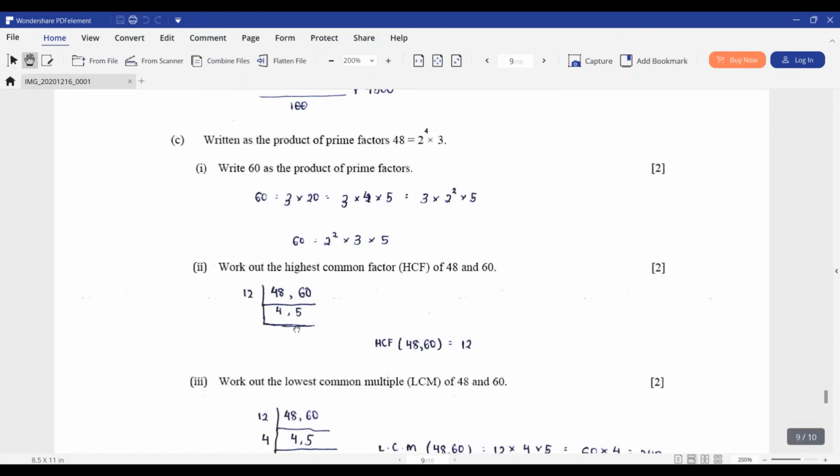Another way you could do this is by listing down all the factors of 48 and 60 and finding the greatest common factor. As in, you quickly go through the factors, and the greatest one that is found in both is your answer.